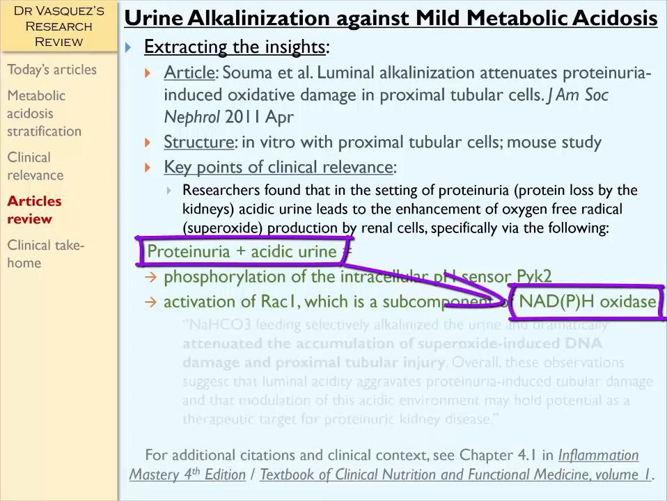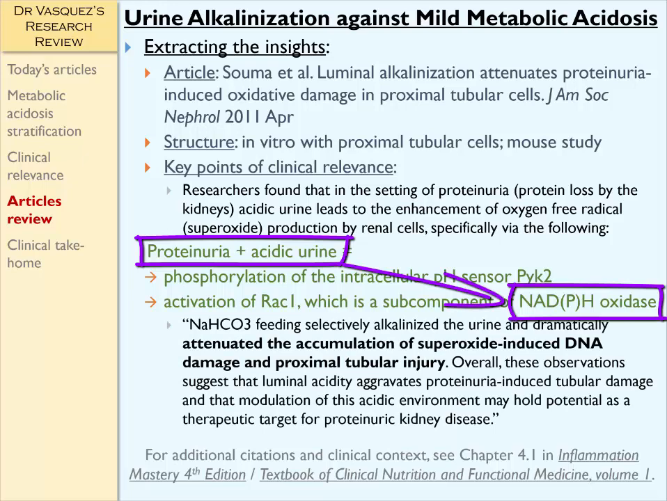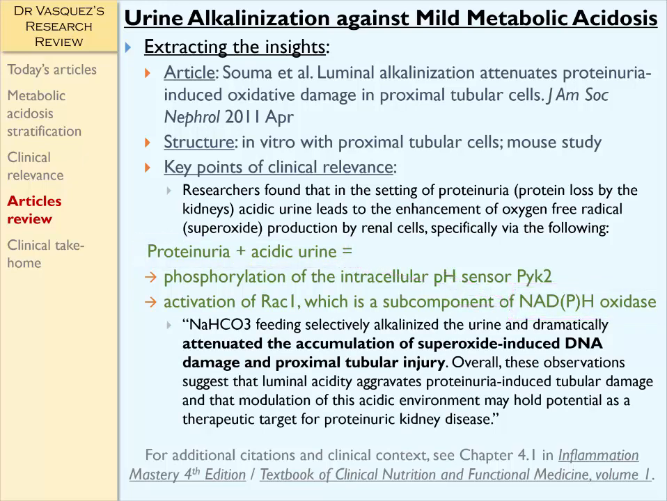radical. The authors go on to state, sodium bicarbonate feeding selectively alkalized the urine and dramatically attenuated the accumulation of superoxide-induced DNA damage and proximal tubular injury. Overall, these observations suggest that luminal acidity aggravates proteinuria-induced tubular damage, and that modification of this acidic environment may hold potential as a therapeutic target for proteinuric kidney disease.